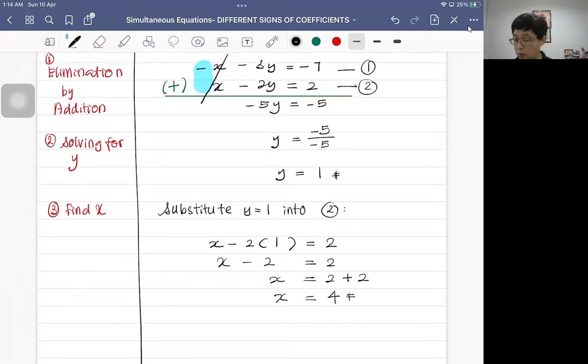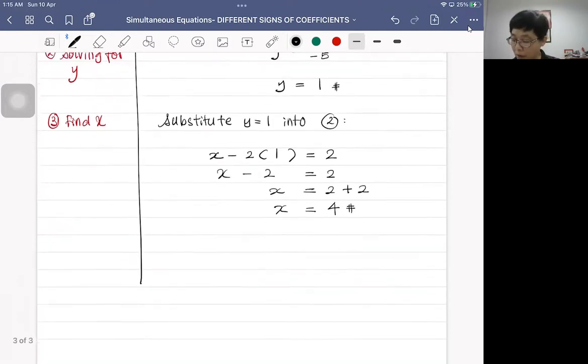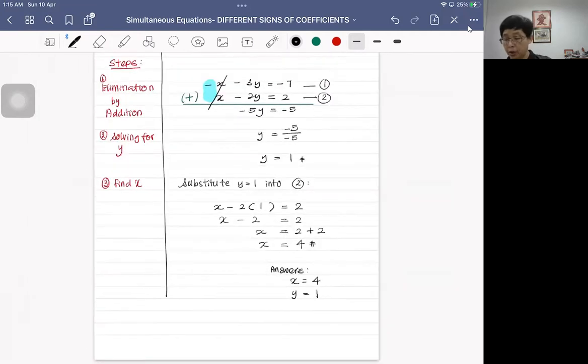And that concludes your solving simultaneous equation journey. And tell you what, you got full mark, man. All right, so that's what you're going to get. So you can write it down for the examiner. The x value is 4 and the y is 1. All right, so you make a conclusion for them.